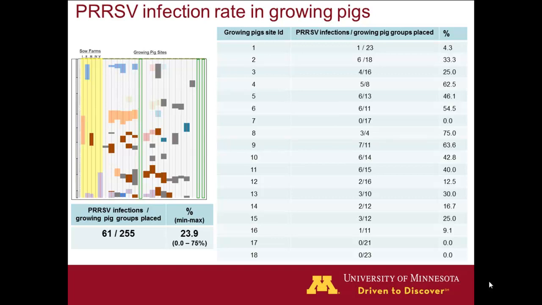As you can see here, in total we got 61 outbreaks out of the 255 groups placed. That represents a 24% infection rate, with a huge variability here, going from 0 to 75%. Then we learned that some of these sites were built during these 4 years, so that's why we got a few weeks on that. But here we're talking about nurseries, finishers, and wean-to-finish sites as well.